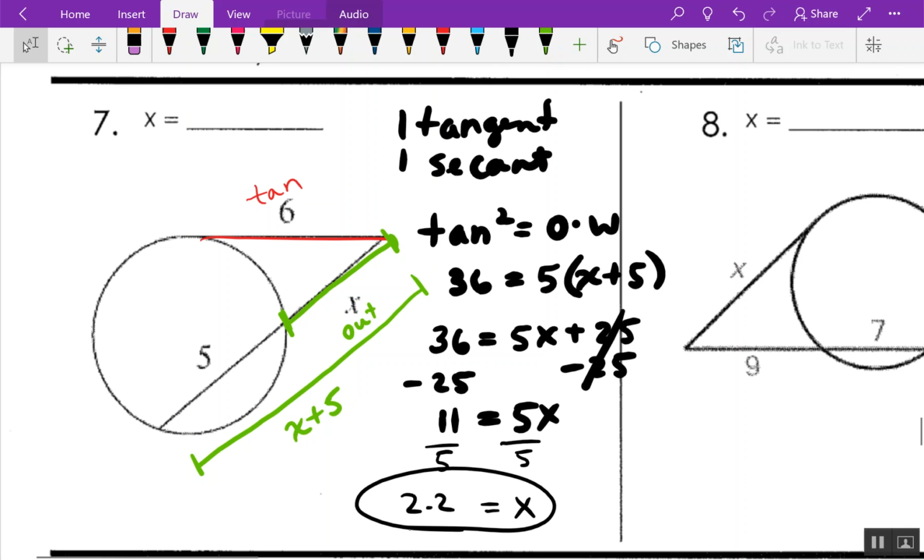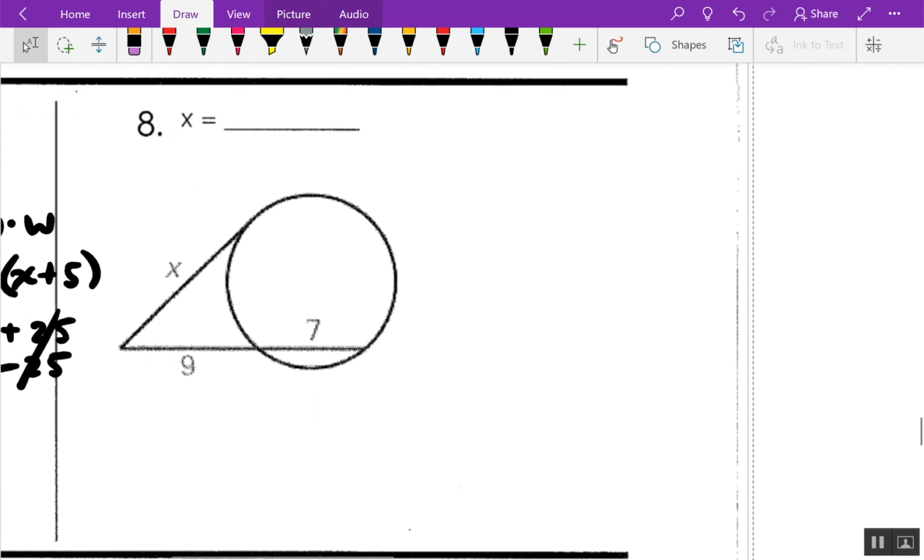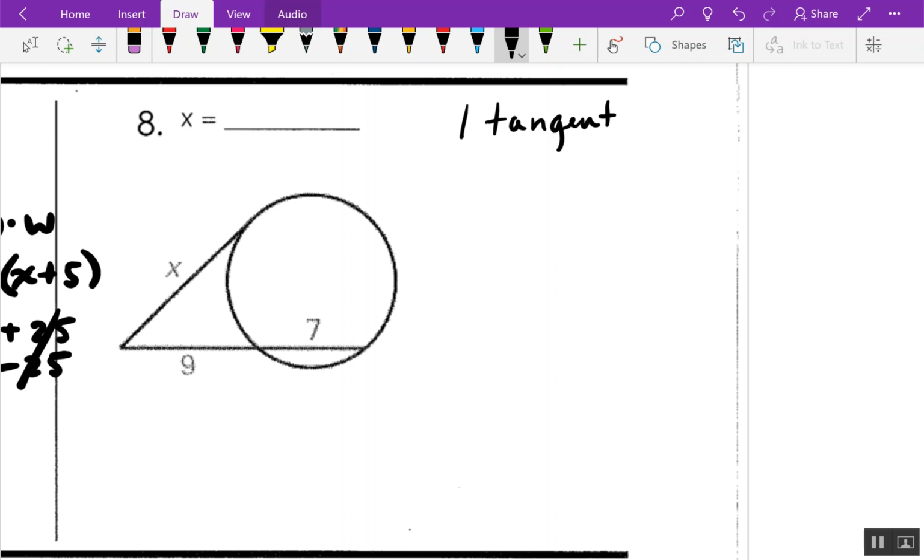All right, number 8. What are you seeing? A tangent. A tangent and what else? Exactly. We see a tangent and we see one secant. All right, so what's the formula for that? I put them up on the board for you to see, and also they're in the back of the first page where all your theorems are located. So what's the formula for this situation? One tangent, one secant. Tangent squared equals outside times whole, yes. So tangent squared equals the outside times the whole.